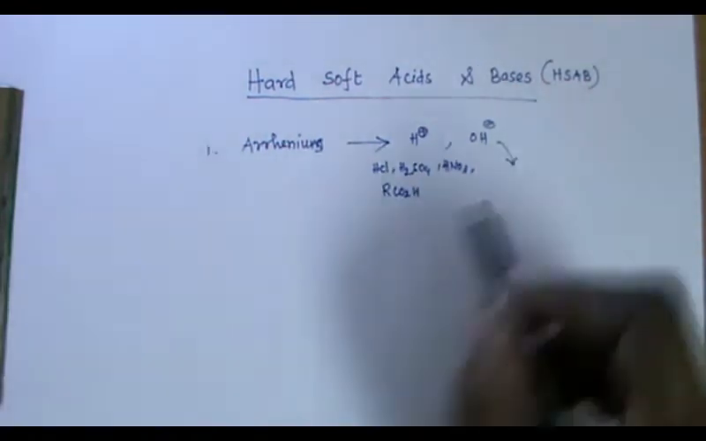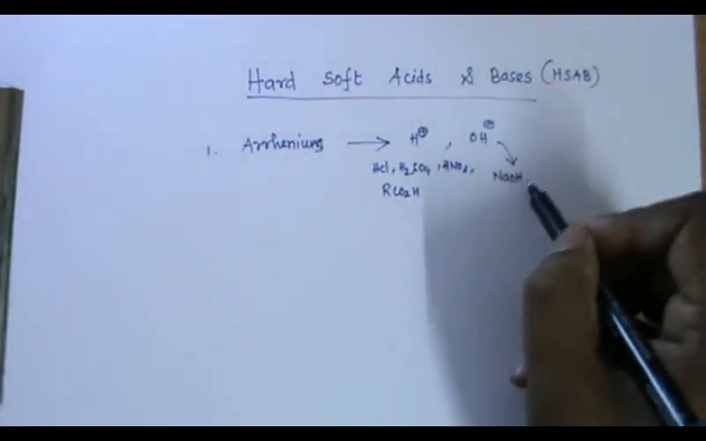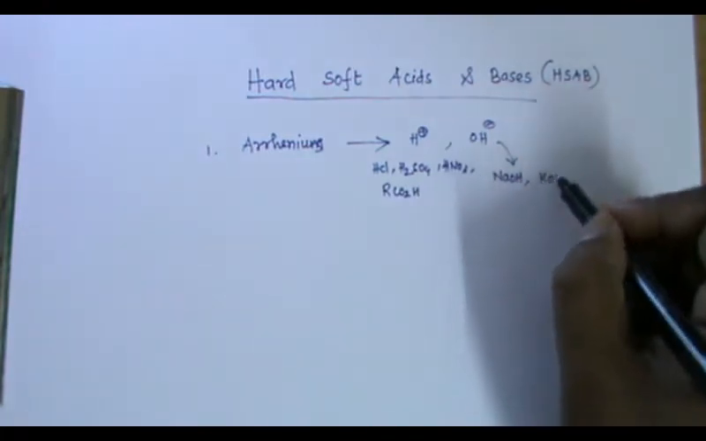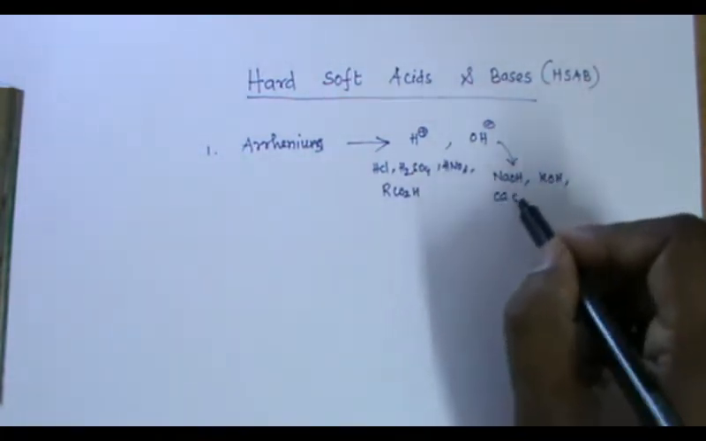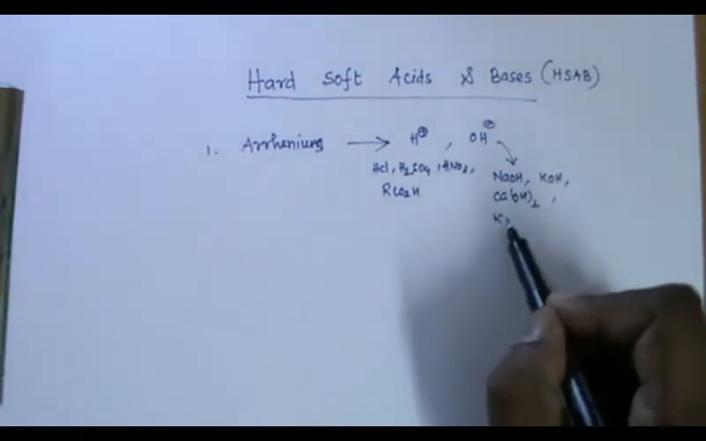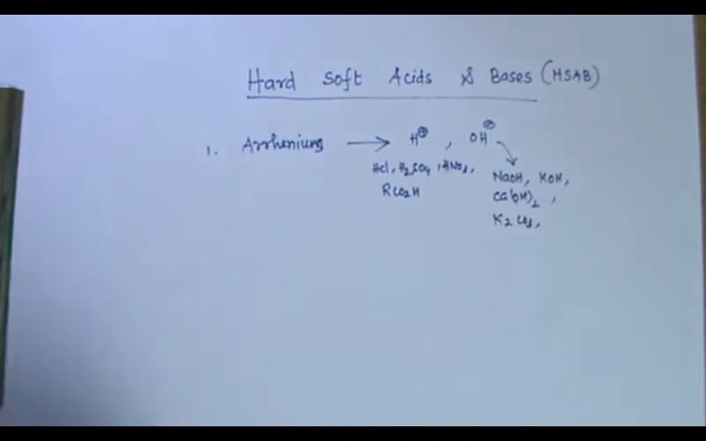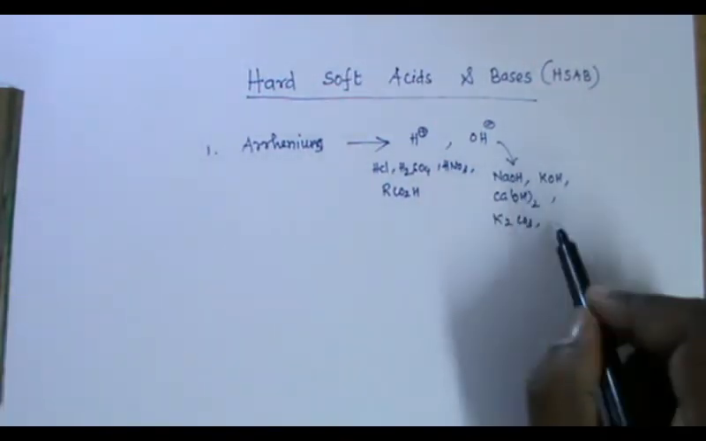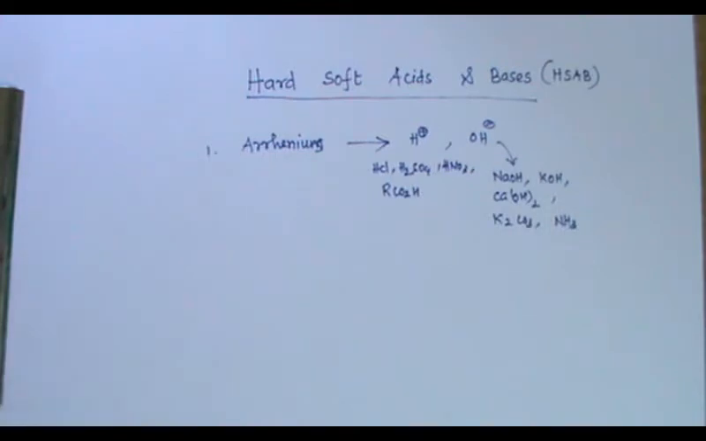This OH minus can go for sodium hydroxide, KOH, calcium hydroxide. All these compounds, when they dissolve, will give OH minus. But the problem is, what about this compound, K2CO3? There is no OH in the molecule. Similarly, ammonia. It will not dissociate to give OH minus. So it was not able to explain the basicity of this. Similarly, the acidity of BF3 was not able to be explained by this one.